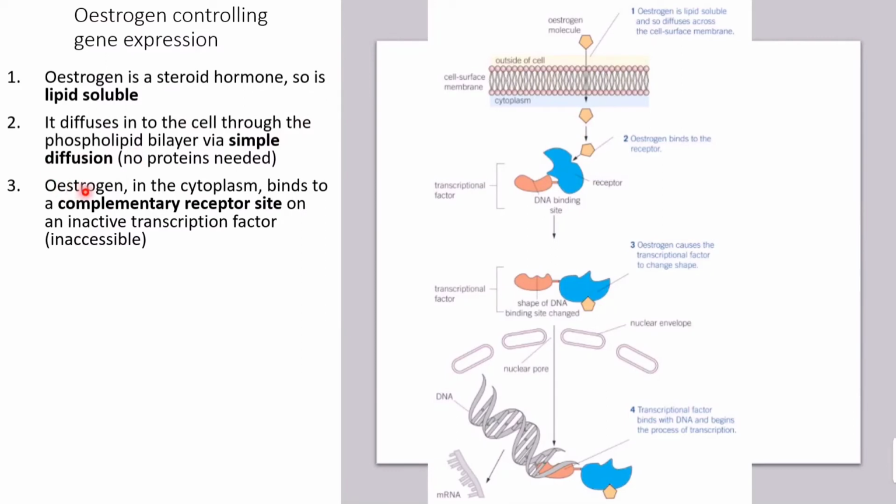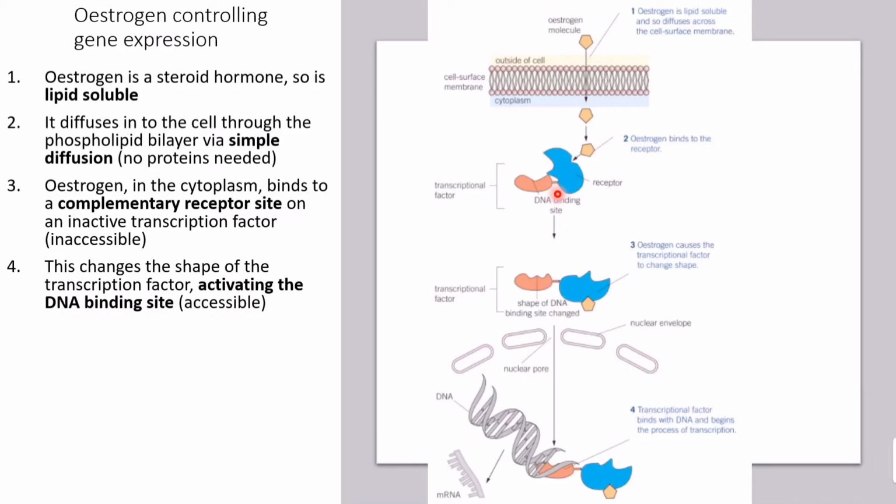So once our estrogen is in the cytoplasm, it binds to a complementary receptor site on an inactive transcription factor. So this means that our transcription factor's DNA binding site is inaccessible. So our estrogen will bind to a specific complementary receptor site on our transcription factor. So it's not on the DNA binding site, it's on a completely different site. So this is our estrogen receptor site on our transcription factor that it binds to.